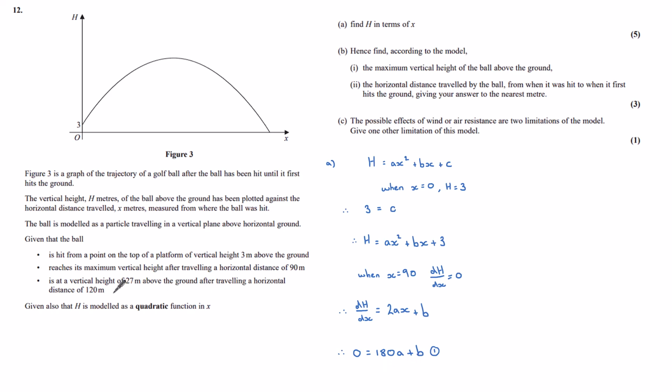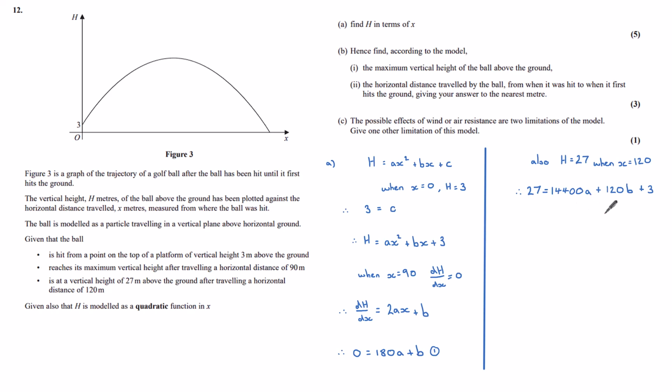So let's look at point 3. It is at a vertical height of 27 meters after travelling a horizontal distance of 120. Well, this gives us the condition that h is 27 when x is 120. So we can put these also into our equation for h. So 27 is equal to 120 squared, 14,400a, plus xb, so 120b plus 3.